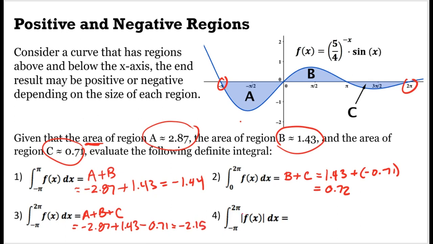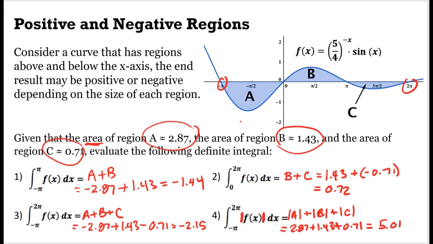And in question 4, you see that there are absolute value brackets here. So that would be the absolute value of A plus the absolute value of B plus the absolute value of C. We would treat all of these as positives then. And we would get a final answer of 5.01.